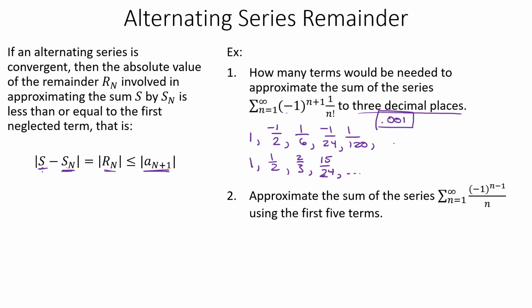So when is 1 over n factorial less than or equal to 0.001? All right, well, we can multiply this up and divide this down. So 1 over 0.001 is less than or equal to n factorial. This is 1,000. So when is n factorial greater than 1,000? So this was 5 factorial. 6 factorial is 720. 7 factorial gets really big.